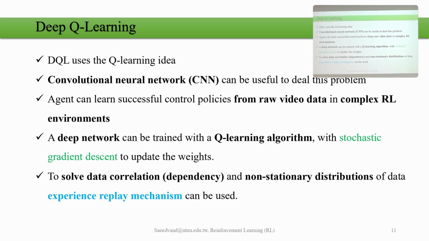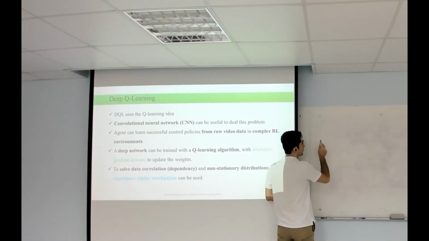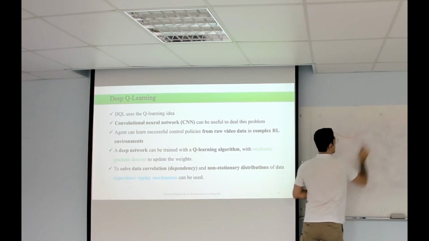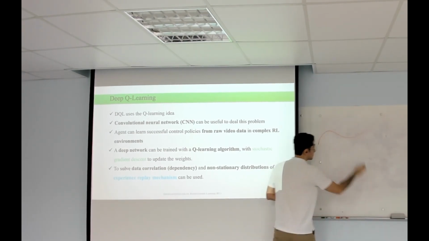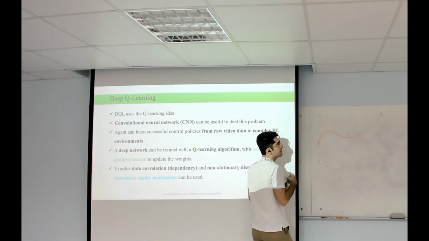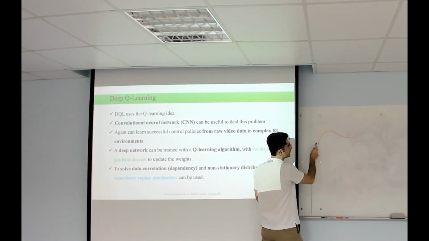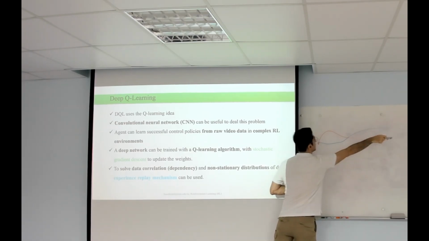To solve the data correlation or dependency and non-stationary distribution of data, we have a technique called the experience replay buffer mechanism. I will explain it separately in one slide, but generally the challenge is that I have a network that is approximating, for example, this function for me. This is the function that I drew, and we want to achieve it. But your network has something like this, maybe so far in the middle.